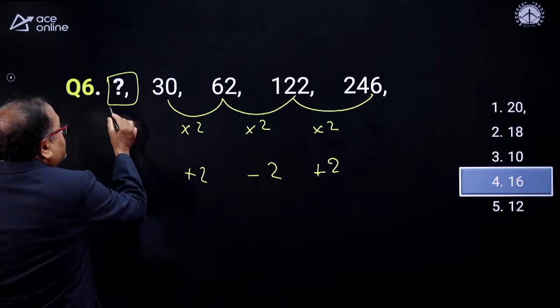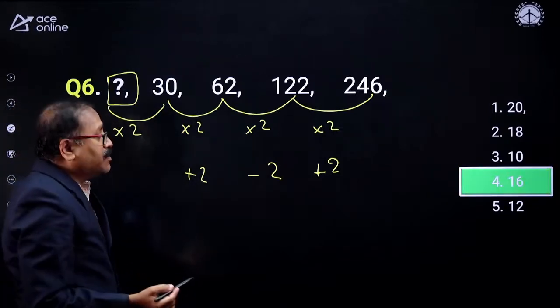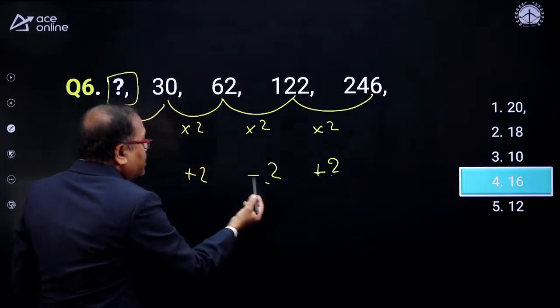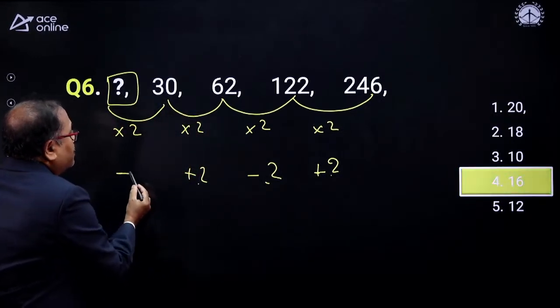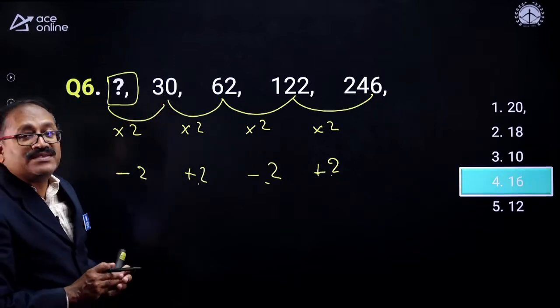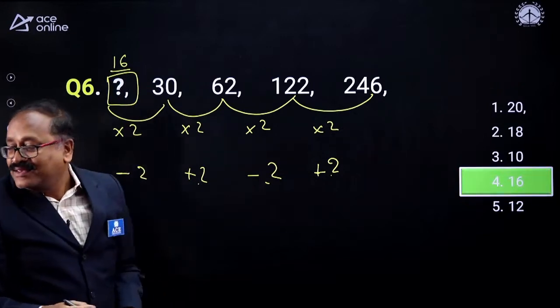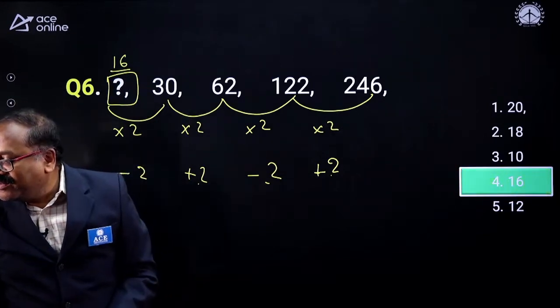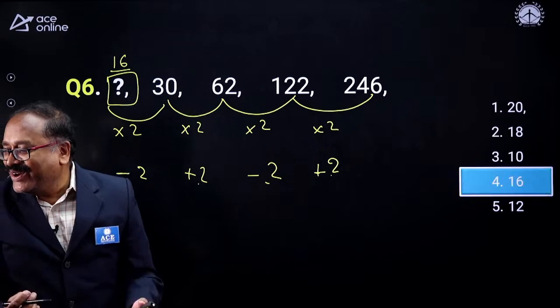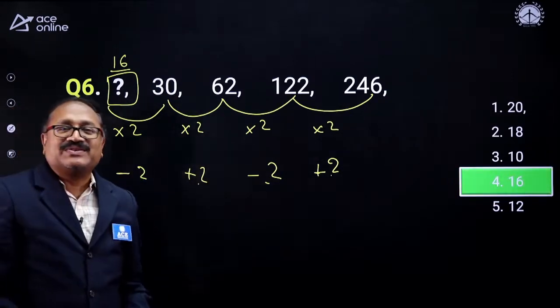So, this should also be into 2 and Mr. Aman, that's plus 2, minus 2, plus 2, it should be minus 2. So, 16 into 2 is 32, minus 2 is 30. So, my answer should be 16. Okay? Okay, Ram has answered the question. He put the logic.